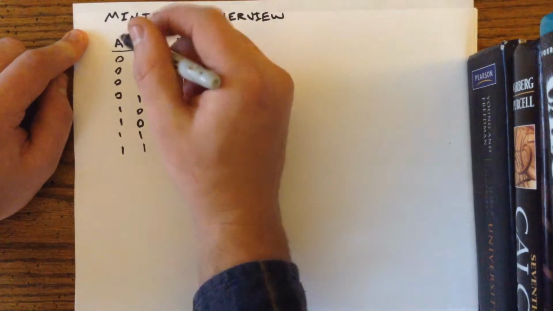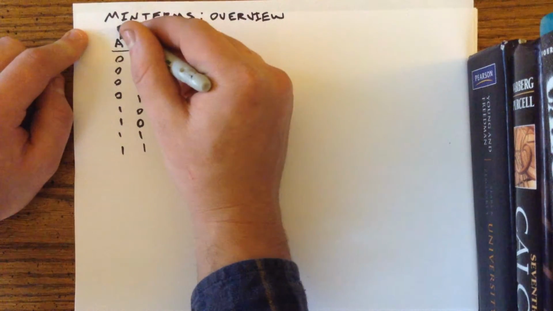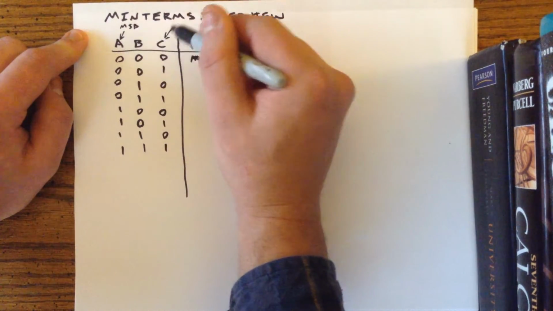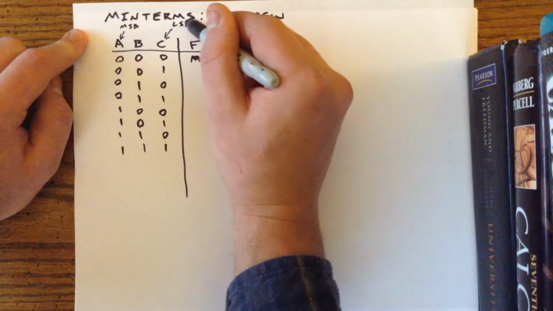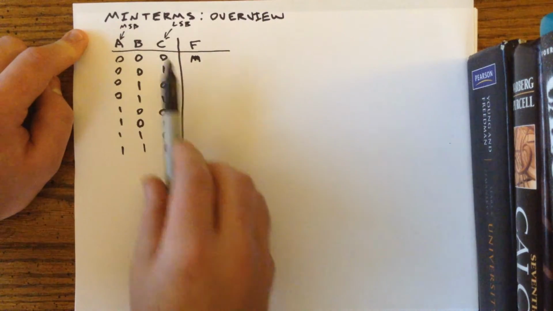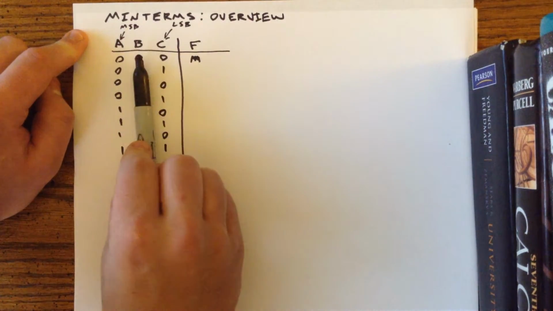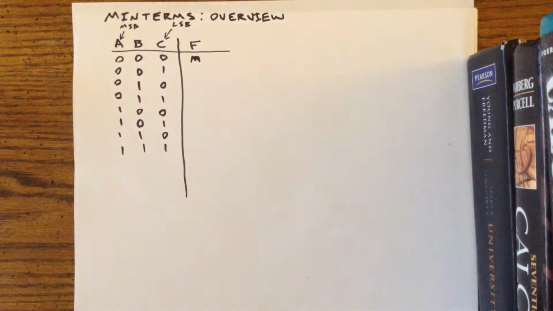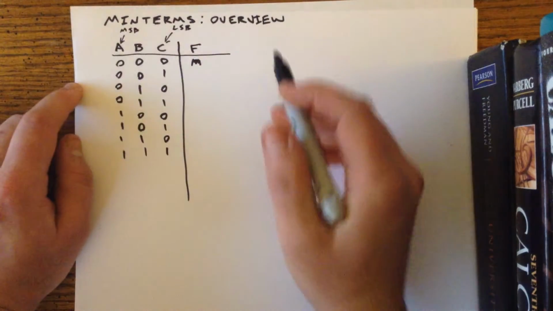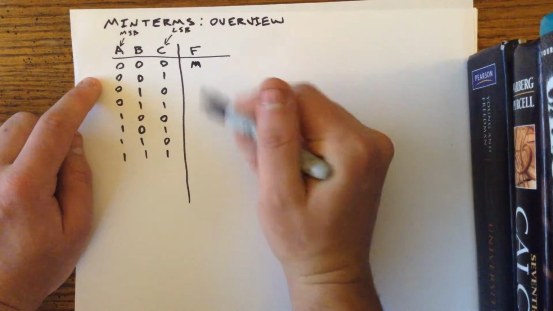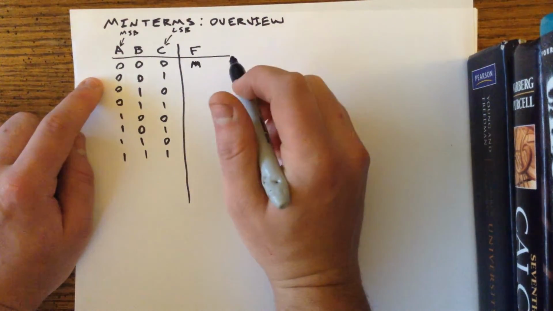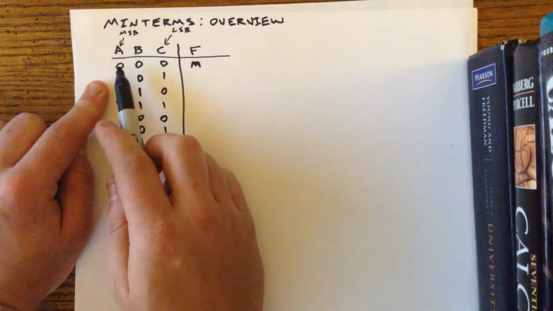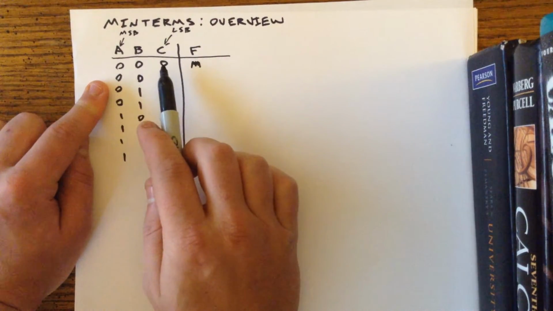I'm going to point out that this here is the most significant bit, and this here is the least significant bit. So this would be the 2 to the 0 place, 2 to the 1's place, and then 2 to the 2's place. So let's set these up. This would be our minterm column. I'm not going to put zeros and ones here, I'm just going to label the minterms. What a minterm is, is the decimal representation of your inputs from most significant to least significant bit.